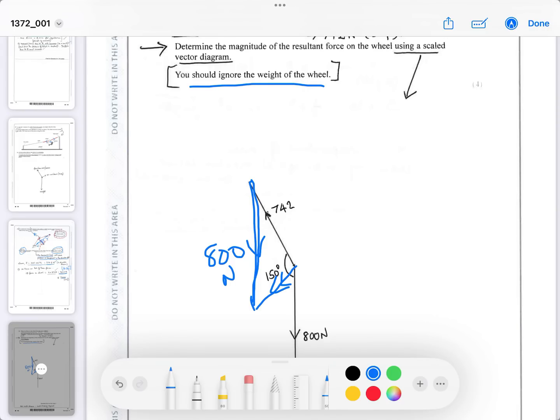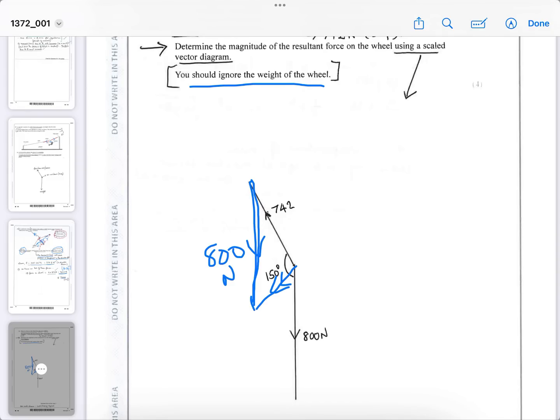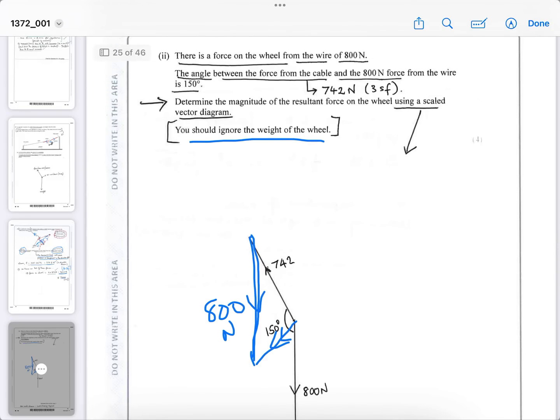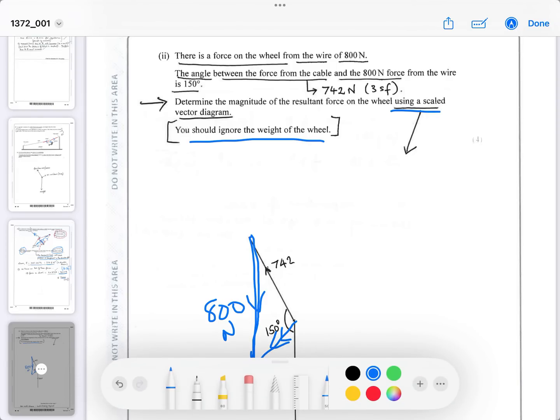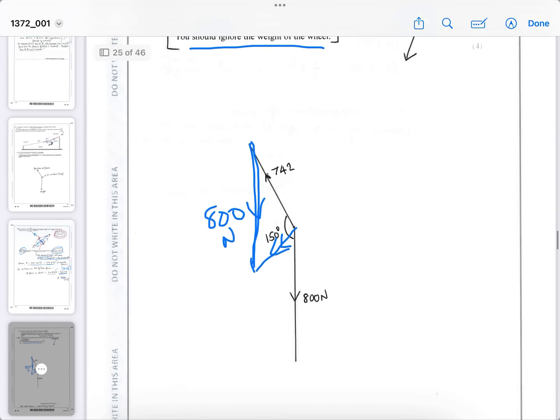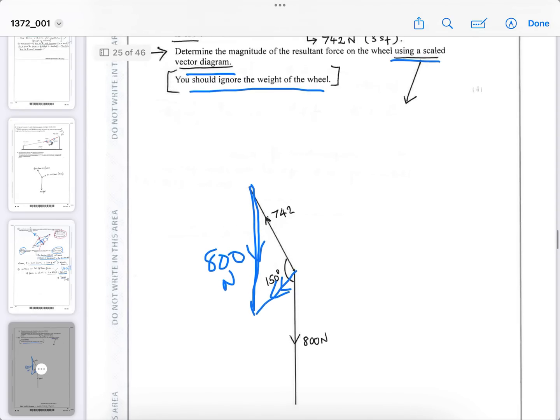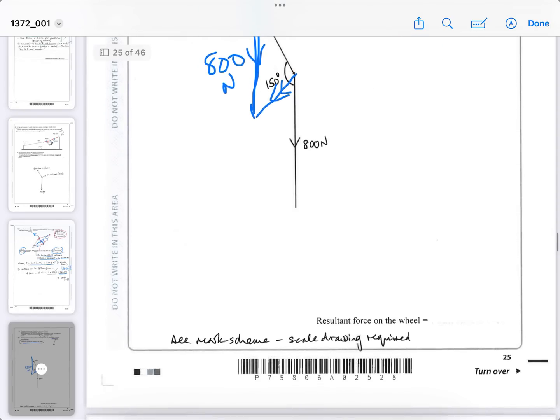Basically, you've been told to add two vectors together, 742 and 800 at an angle of 150 degrees between them, and you're meant to work it out with a vector diagram. So you've got to draw a scaled vector diagram. That means it's got to be drawn exactly with the protractor and a ruler to scale. And if you do it accurately, you should be able to get the answer in the mark scheme. I've not tried it, so I'll have to see the mark scheme to see what the scale drawing is expecting you to do.